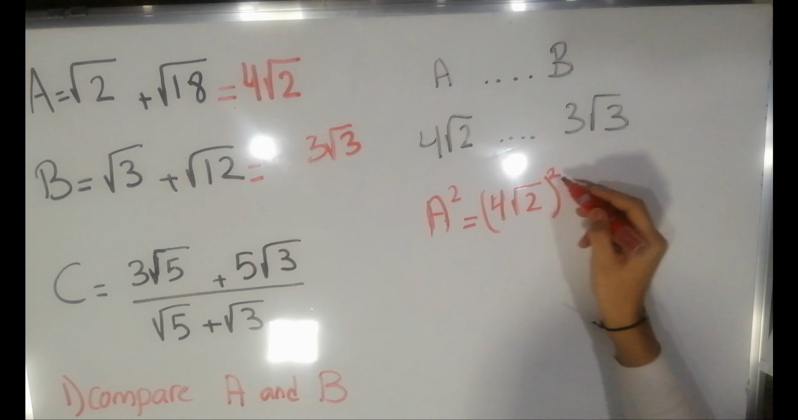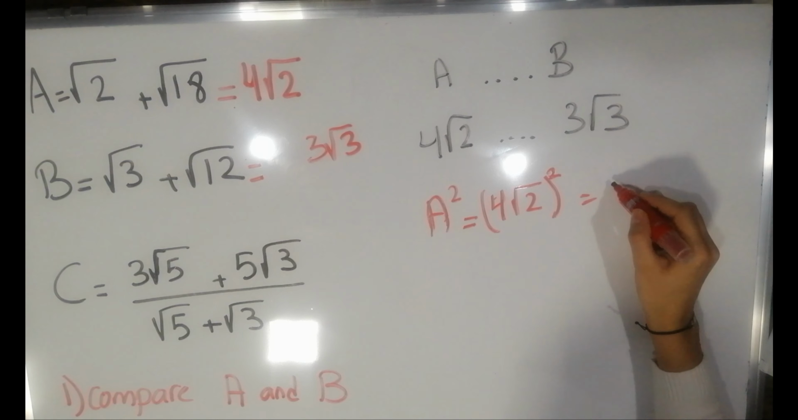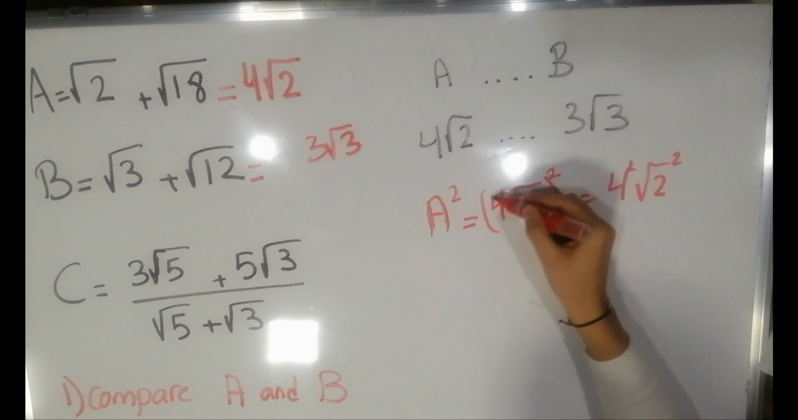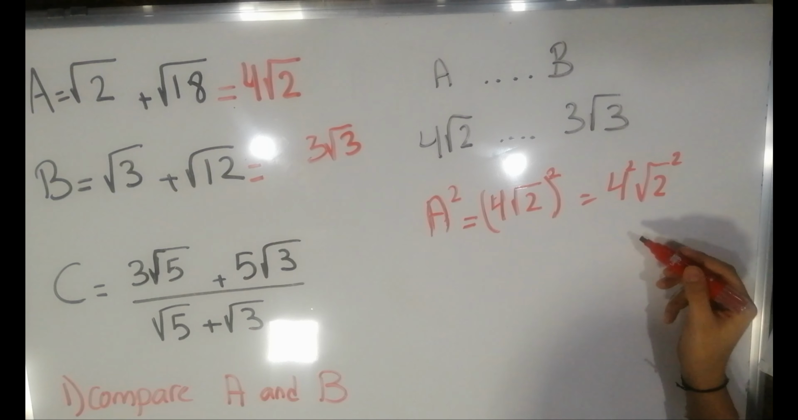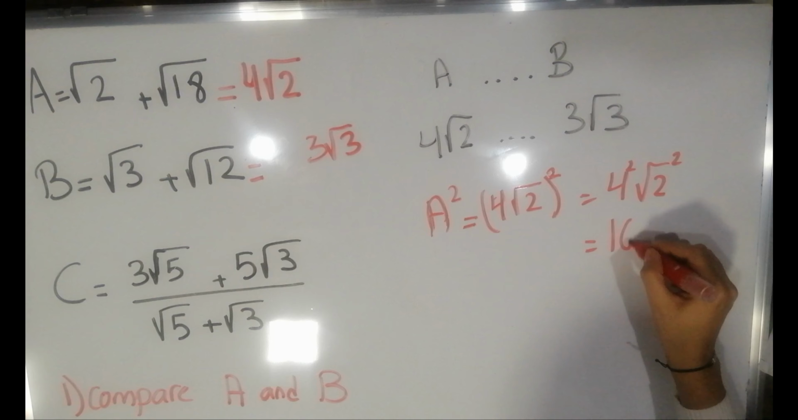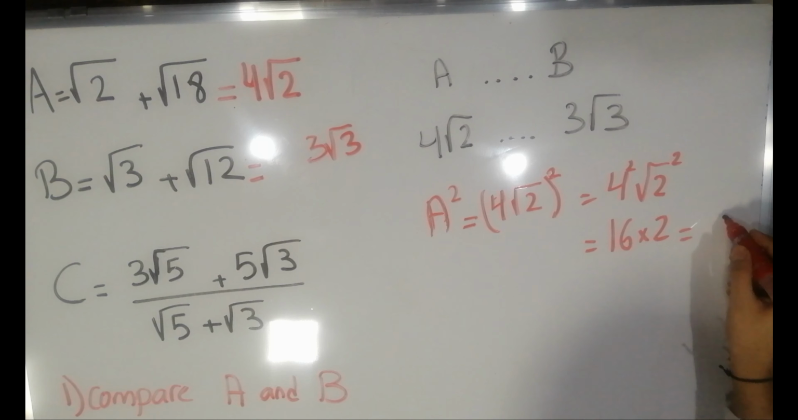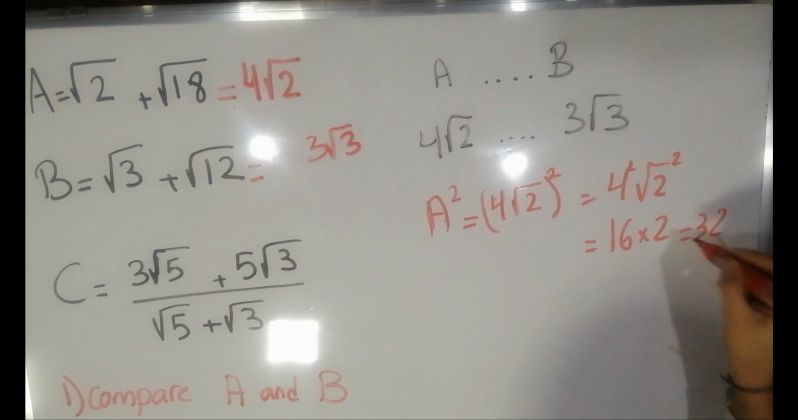Okay. So A squared equals 4 radical 2, all squared. The square applies to 4 and to radical 2, do not forget that. So 4 squared times radical 2 squared, like I distribute the power 2 to both of them. 4 squared is 16, times 2, and our answer will be 32.